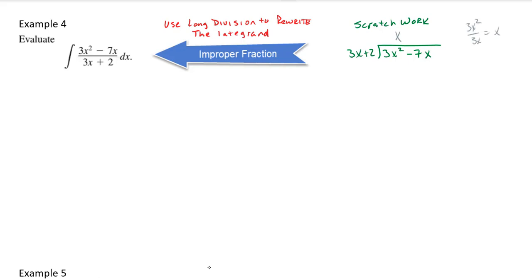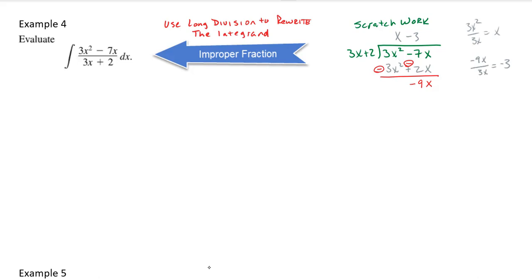Then we have to distribute that x across. So x times 3x is 3x squared, and x times 2 is positive 2x. The next thing you want to do is subtract. In order to subtract, we change our signs, and typically I'll circle them once they're changed, and then add. So 3x squared minus 3x squared goes to 0. Negative 7x minus 2x leaves us negative 9x. Then I look at negative 9x divided by 3x, and that gives us negative 3. So x minus 3 is going to be our integrand here.